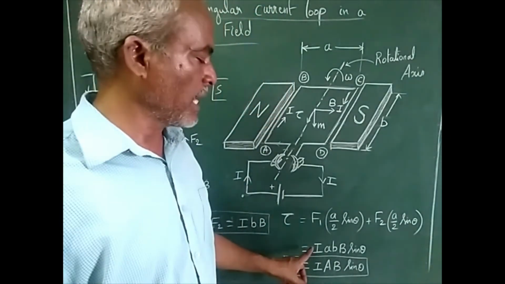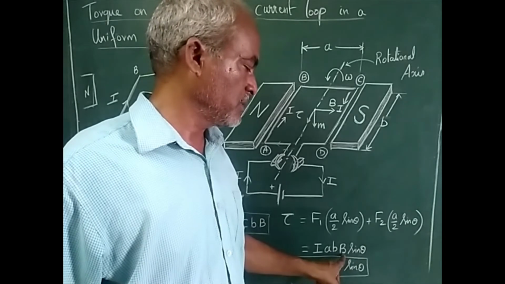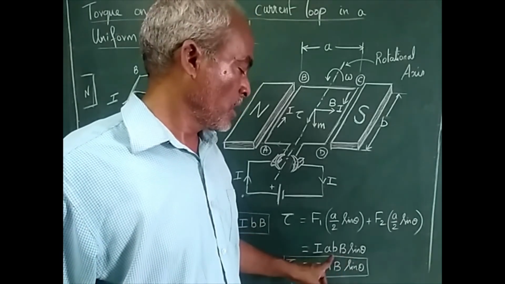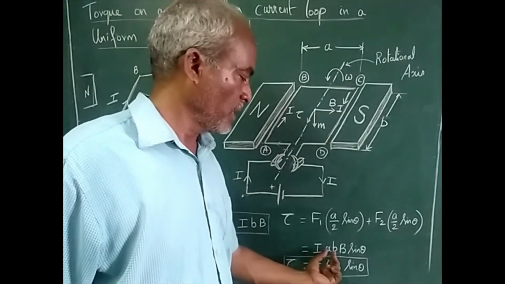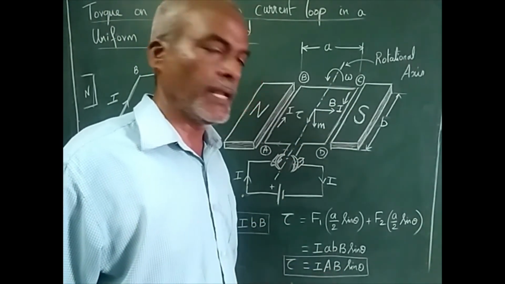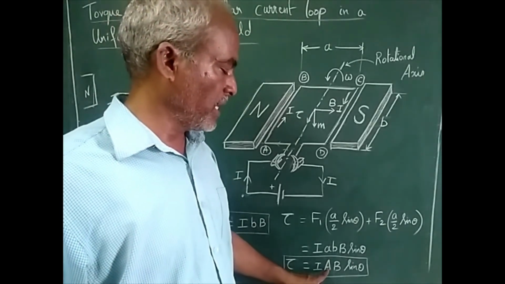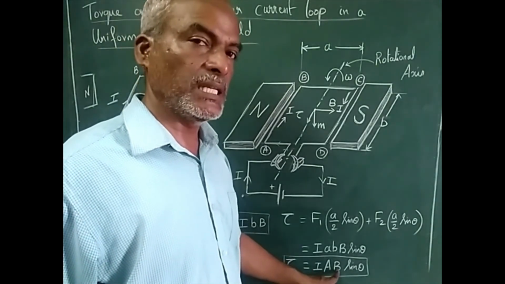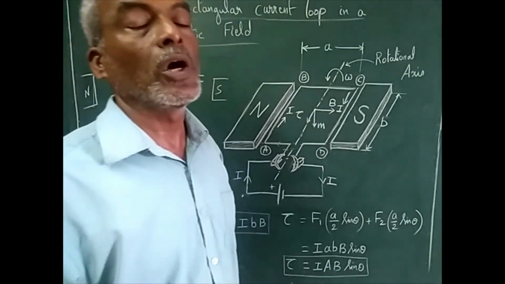So you will get what? I a b B sin theta. This capital B is magnetic flux density or magnetic field. Now a into b gives the area of the plane of the coil. Therefore for this ab we can substitute A. So finally the torque is equal to current into area of the plane of the coil multiplied by magnetic flux density, and it also depends on sin theta, that is, it depends on theta also.